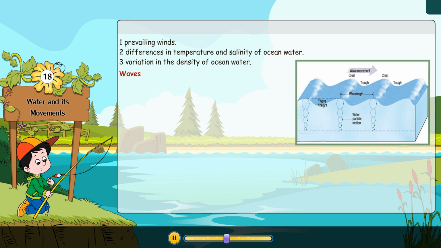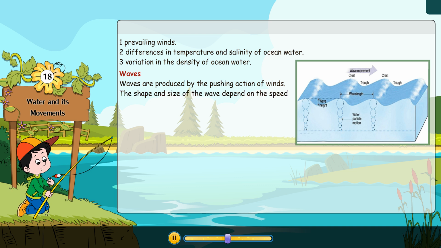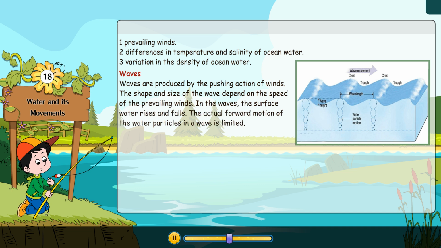Waves. Waves are produced by the pushing action of winds. The shape and size of the wave depend on the speed of the prevailing winds. In the waves, the surface water rises and falls. The actual forward motion of the water particles in a wave is limited. Therefore, waves travel great distances, but the water particles remain at the same place.